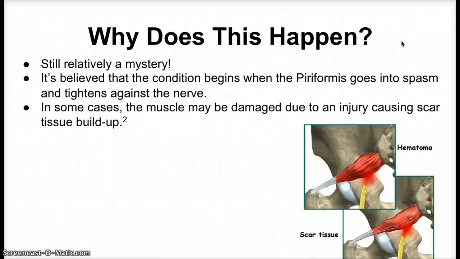So why does this happen? That's still relatively a mystery. It's believed, though, that the condition begins when the piriformis goes into spasm and tightens against the nerve. In some cases, the muscle may have been damaged due to an injury, which causes scar tissue buildup.